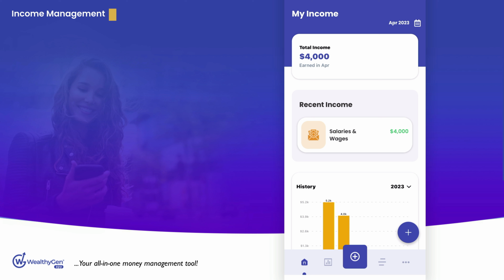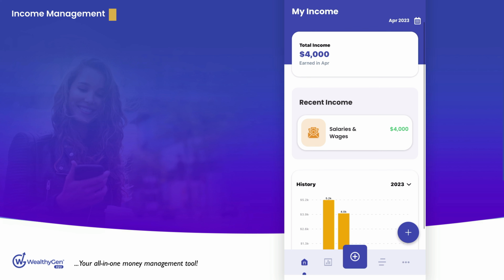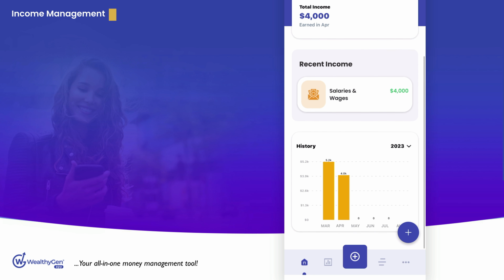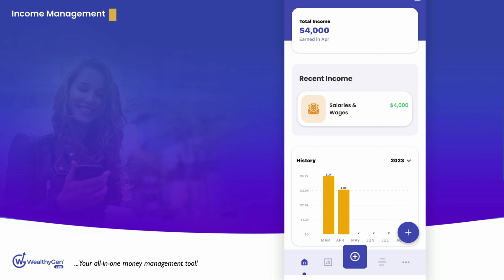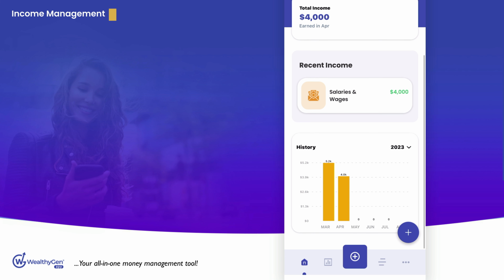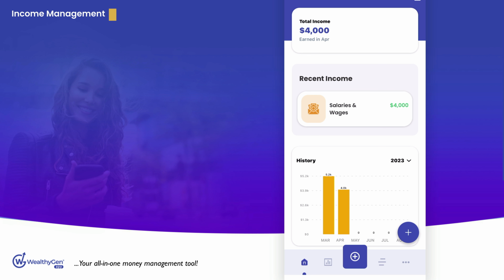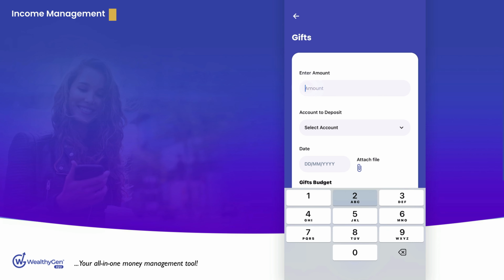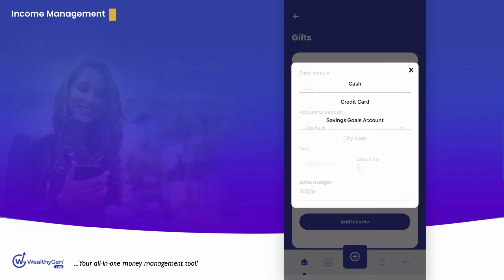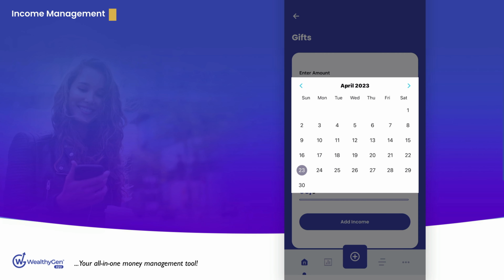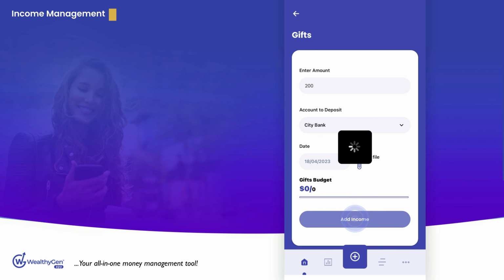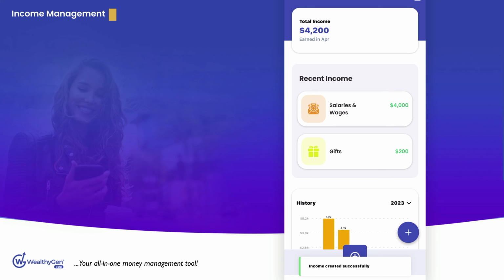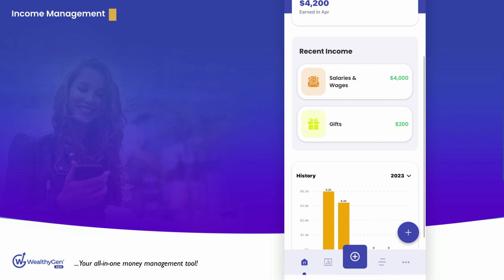Once you add income, your income screen will update to show your recent income. And your historical chart will also update. And as you can see here, $4,000 was received in salaries and your historical chart also updated for $4,000. If you have another income type, just repeat the process by tapping on the plus icon here. Just like we did before. Right here, your recent income has been updated with gift of $200 and your historical chart also gets updated as well.